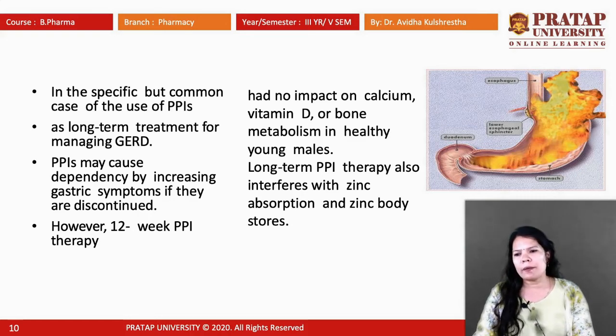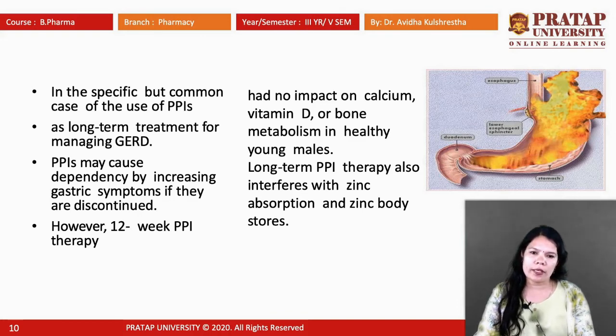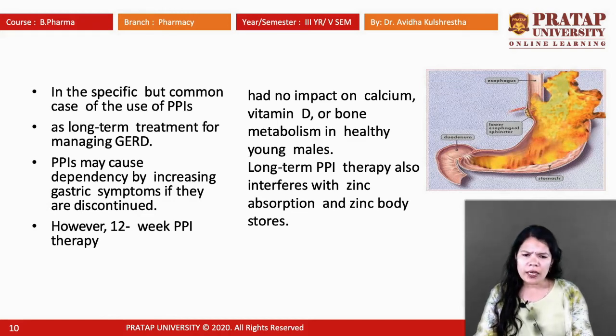However, 12-week PPI therapy, that is long-term PPI therapy, also interferes with zinc absorption and zinc body stores. So some minerals are also disturbed in their concentration, which requires an optimum or adequate amount in the body. So the long term use of PPI can cause some critical situations, but for the short term we can use it.